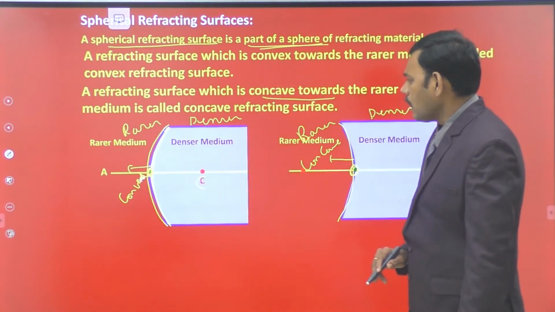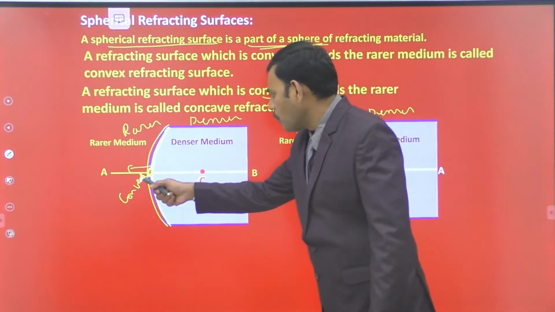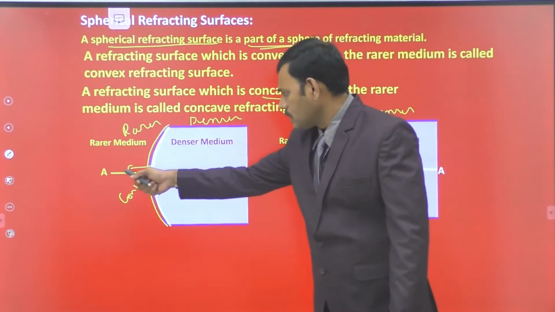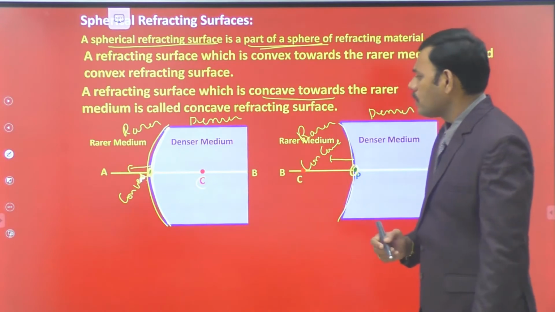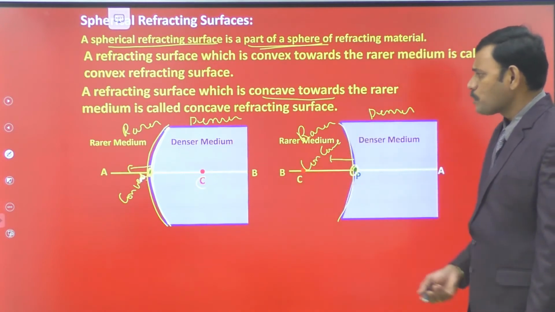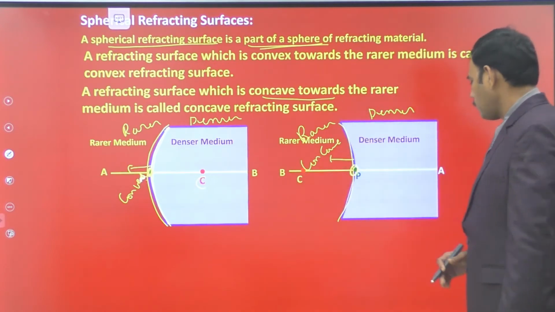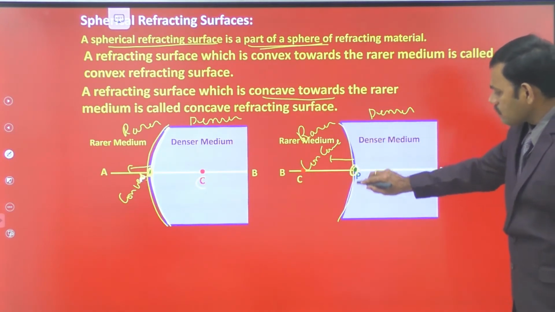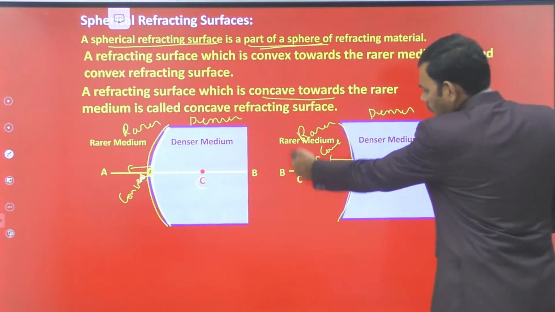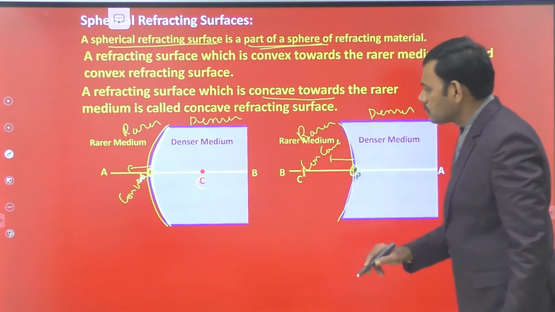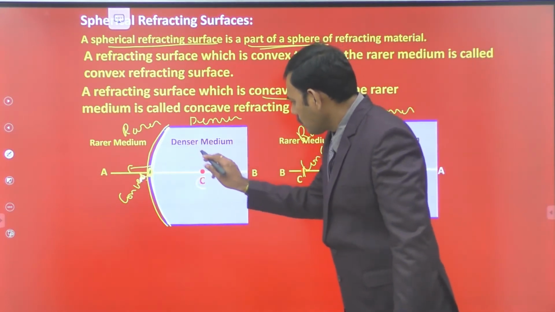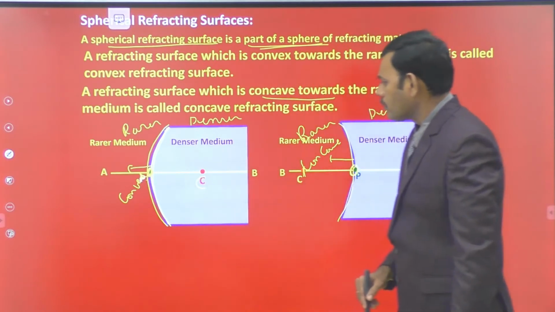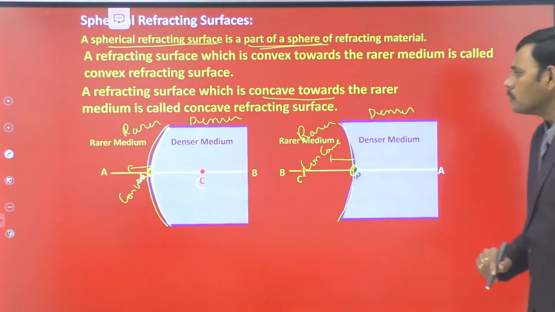Here the line that passes through the pole and center of curvature is considered to be the principal axis of that refracting surface. Here also we have this pole. For this concave surface, on the left side we have the center of curvature. For the convex surface, on the right side we have the center of curvature. That is the difference between these two.